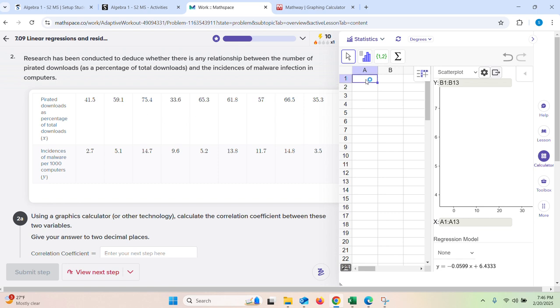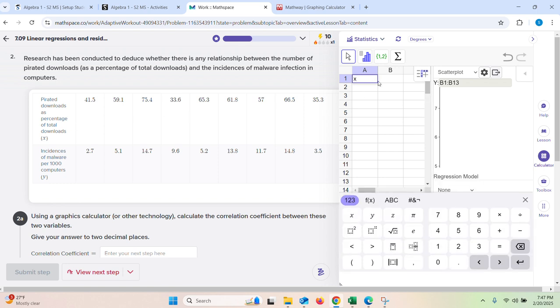Okay, and what you're going to do is you're going to put the x values vertically here and the y values vertically here. You do not have to label them, but I'm going to kind of help you see where I'm getting the numbers. Okay, so we're graphing pirated downloads versus incidence of malware. So the pirated downloads, the top row is the X. So I'm just going to put X because I'm not going to type in pirated downloads. And then I'm going to put Y for malware. And then what I'm going to do is I'm going to copy each one of these numbers in the same order, only I'm going to go down.